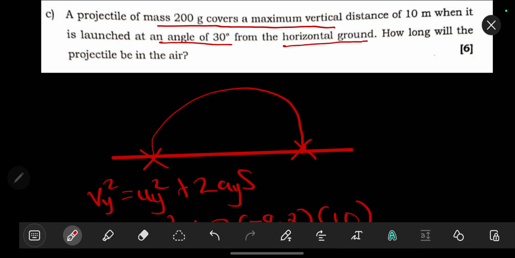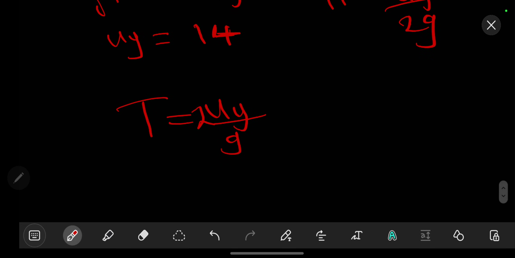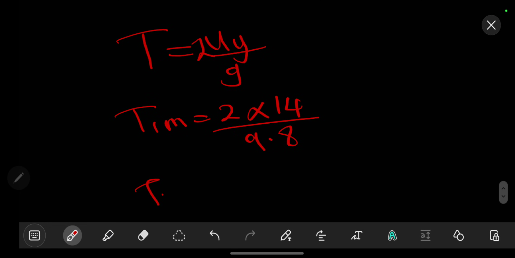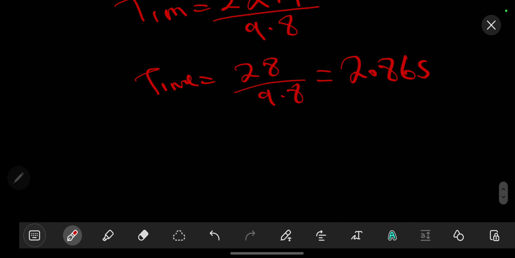So now if it is that type of motion, a symmetrical range, remember the time taken shall be equal to 2 times uy over g. So the time taken is equal to 2 times 14 over gravity, which is 9.8. So our time is equal to 28 over 9.8, which is going to give us 2.86 seconds. So you can use the direct one or the same one.